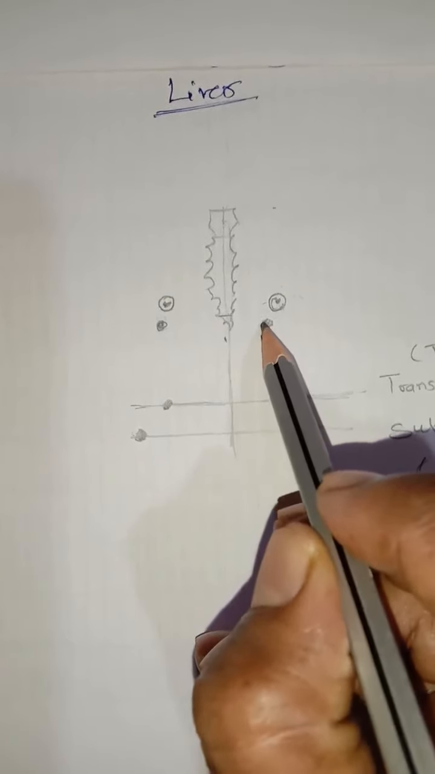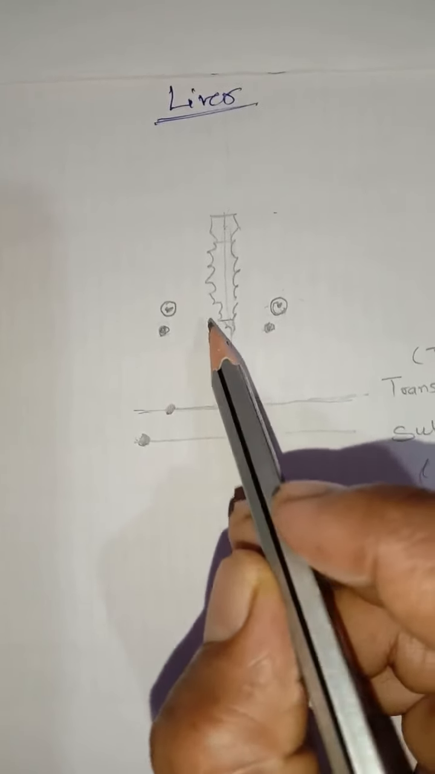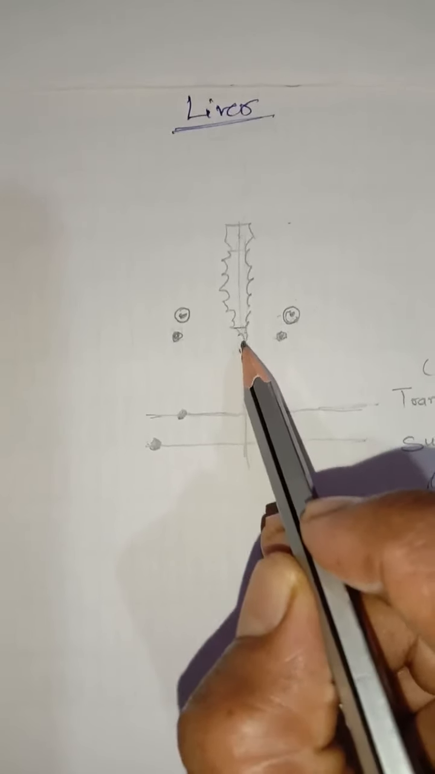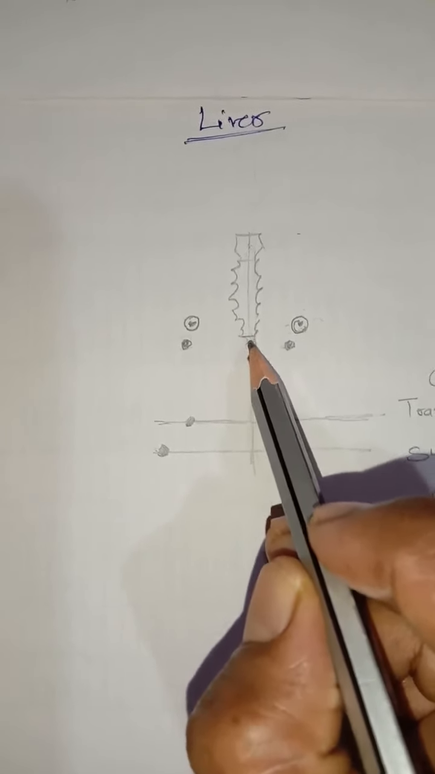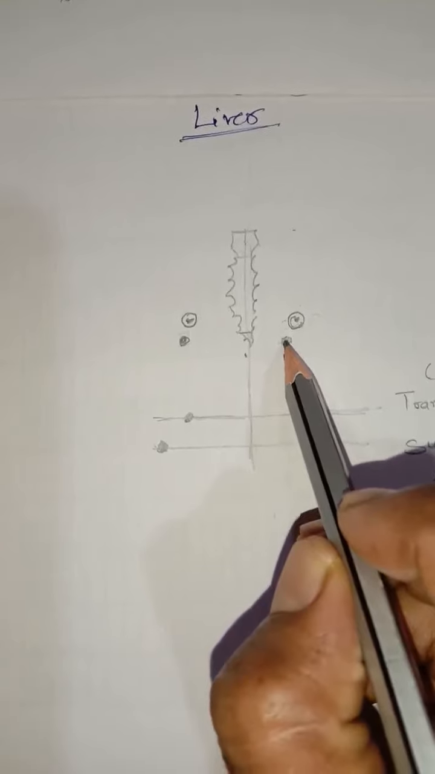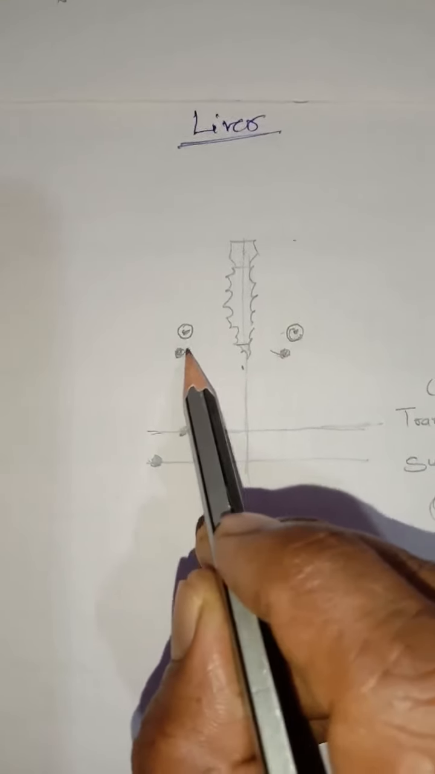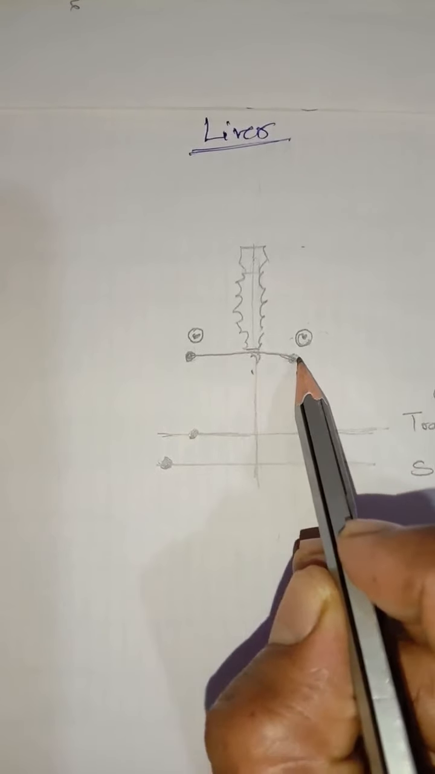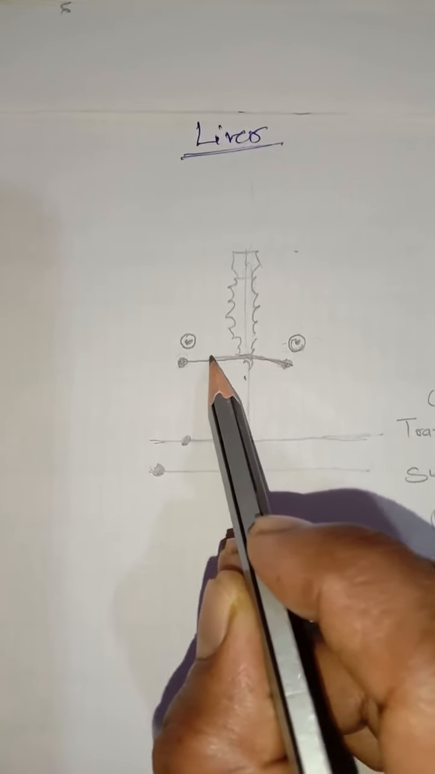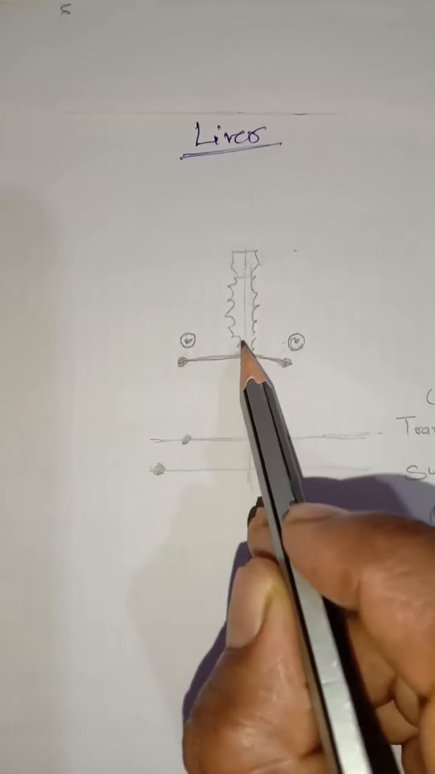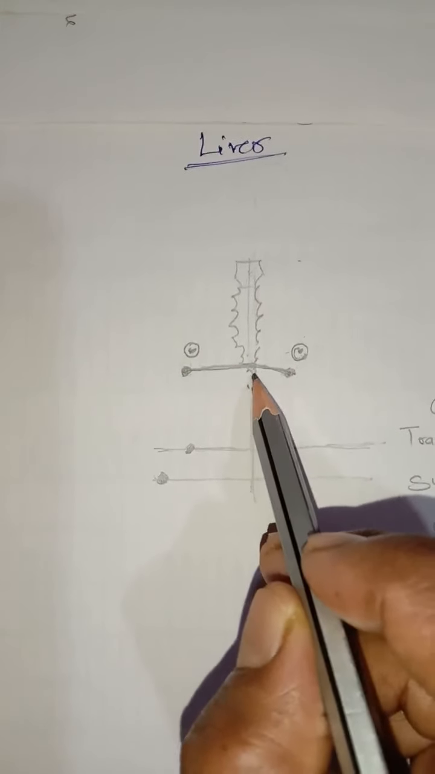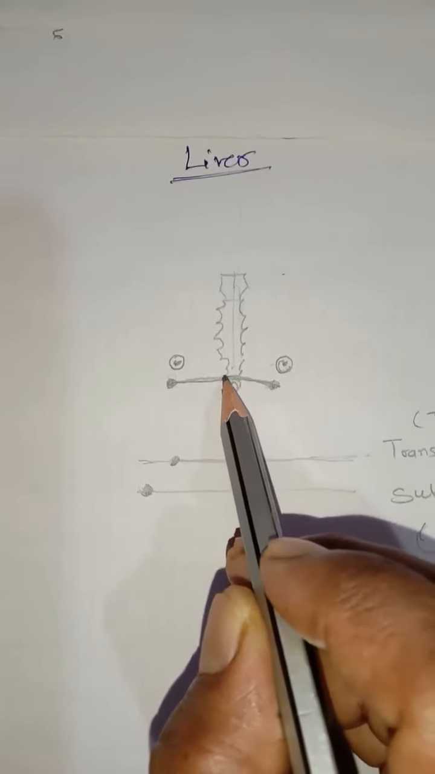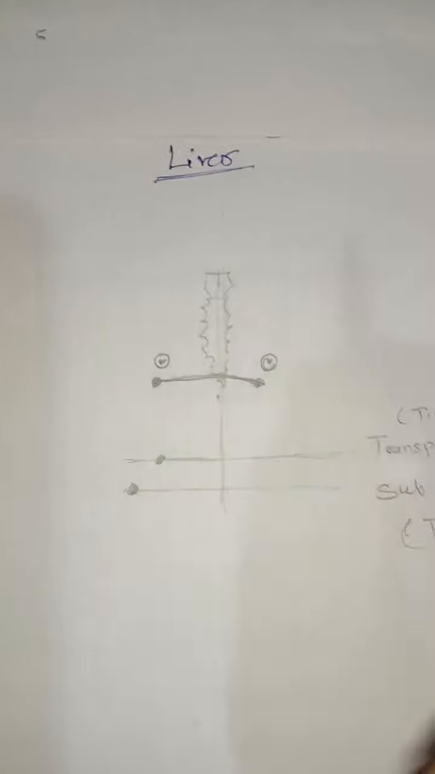So this line should pass through the junction of the body and the xiphoid process of the sternum. So in this way, and this line should be slightly convex. So here you can see the body of the sternum, and this is the xiphoid process. So at the junction, the slightly convex line should pass.